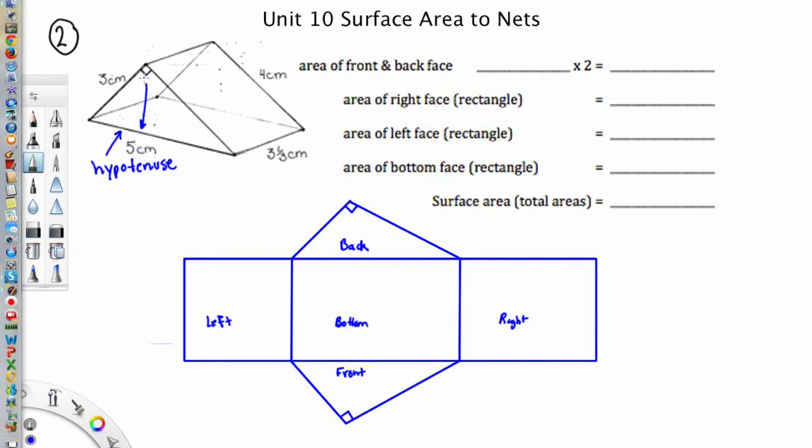So be careful. When you see a right triangle, make sure that you have the base and the height labeled correctly. The hypotenuse, we really don't need to find the area of this triangle. It'll be helpful though with this bottom rectangle. Okay, so there we have it. Let's label this hypotenuse here. This edge is also the width of our bottom rectangle, which is 5 centimeters.